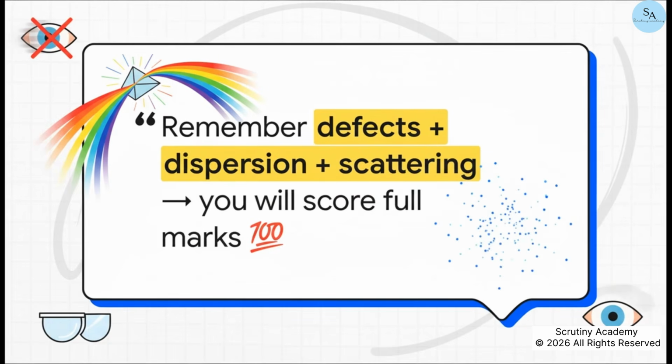Look, here's the bottom line. It all comes down to 3 things. If you can walk into that exam hall knowing your vision defects, dispersion, and scattering, you are going to ace this section. I promise. You've got this. Now go crush that exam.